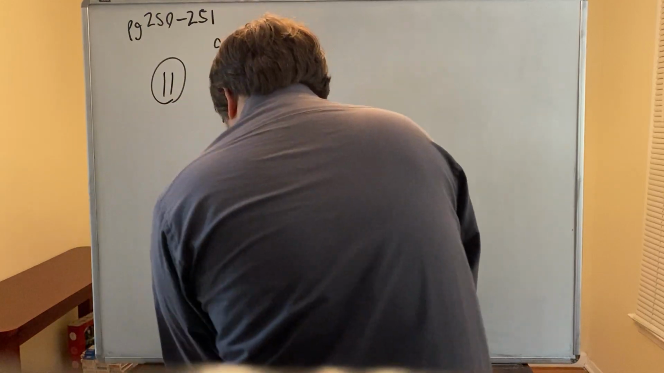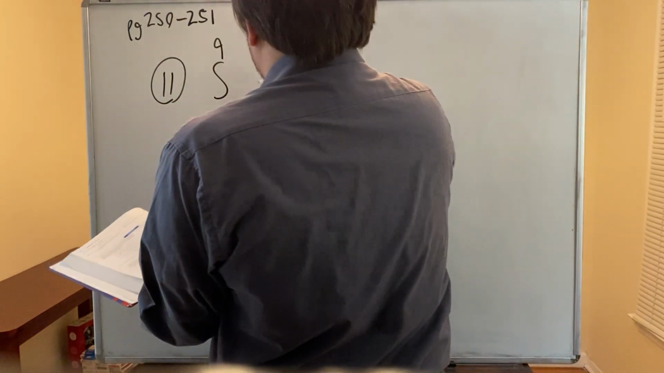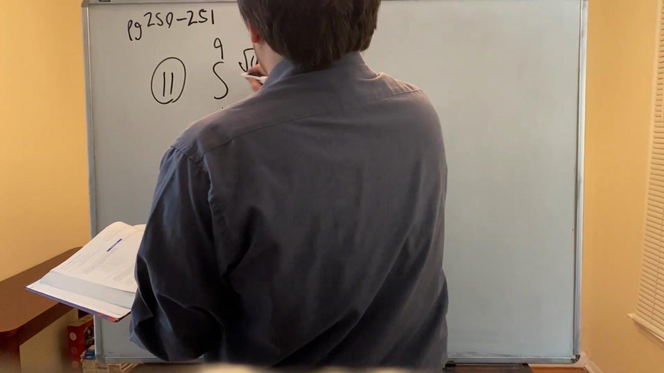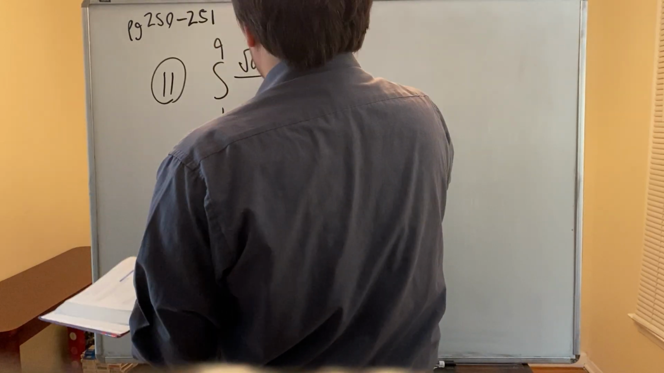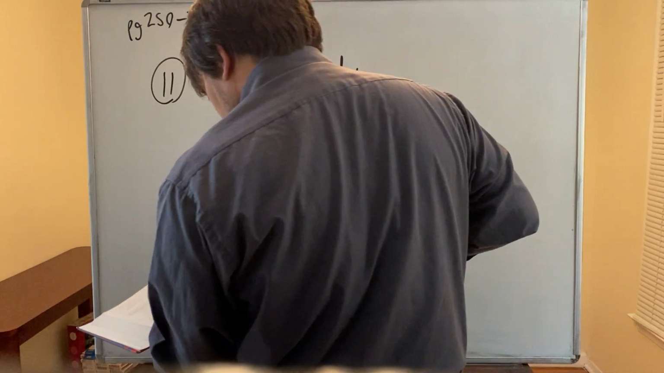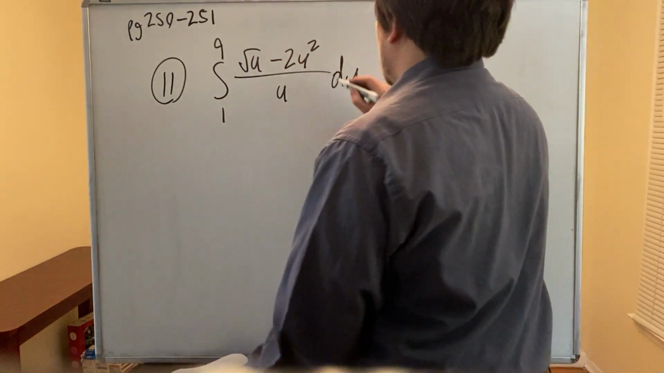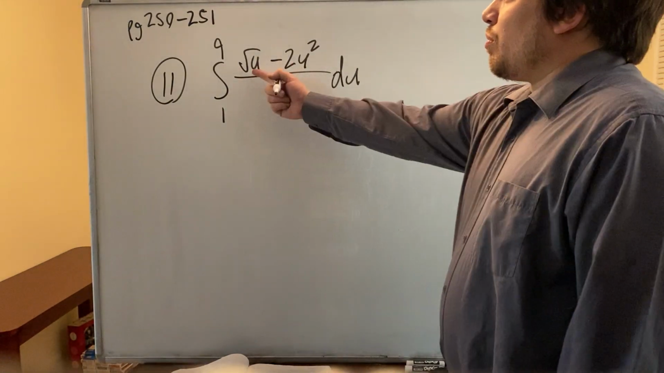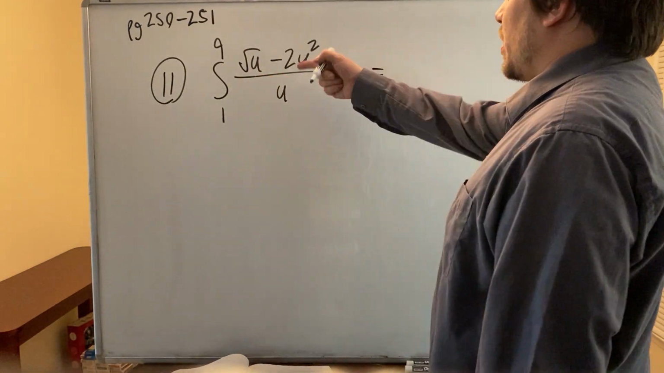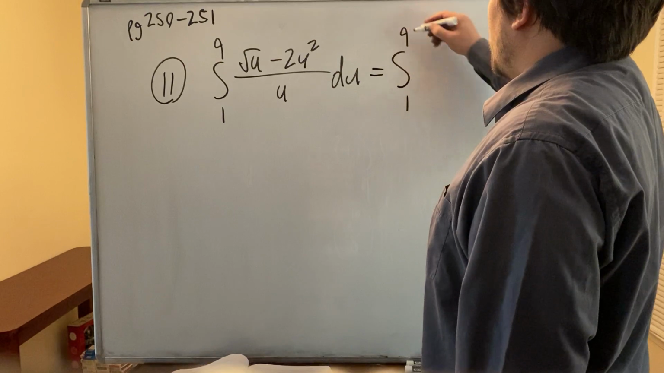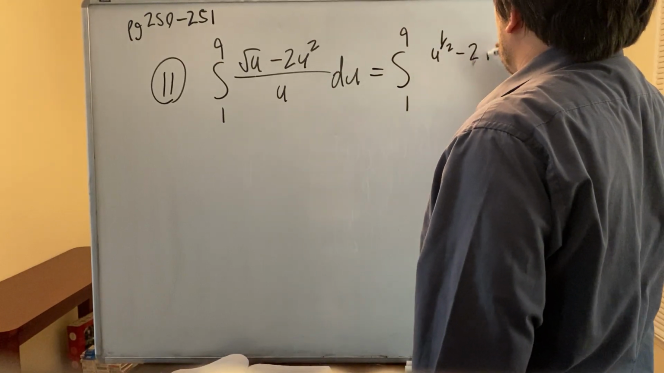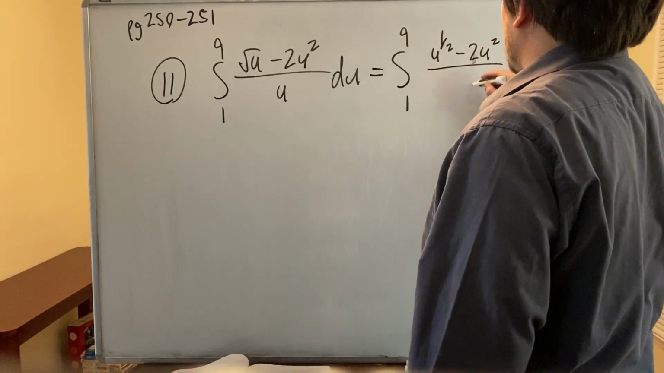It's the definite integral from 1 to 9 of the square root of u minus 2u squared, divided by u, du. So first thing we'll do is rewrite this using exponents. So this is the definite integral from 1 to 9 of u to the 1/2 minus 2u squared, over u, du.